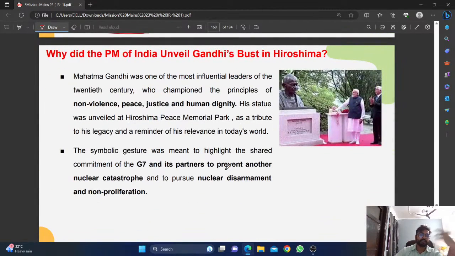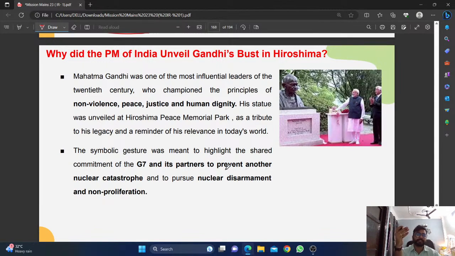Okay, then guys, one more thing that has happened in the G7 summit is that it has brought India closer culturally to all G7 nations. How have we come closer? Because Narendra Modi has unveiled Mahatma Gandhi ji's bust in Hiroshima.